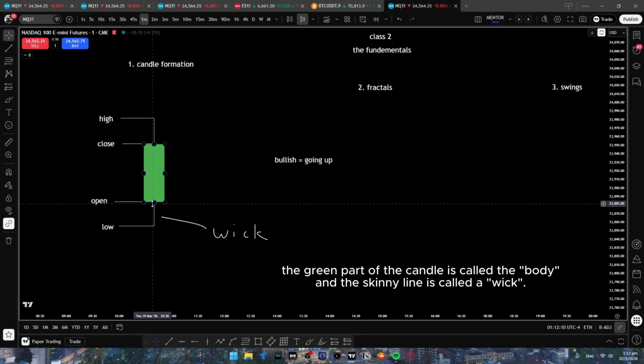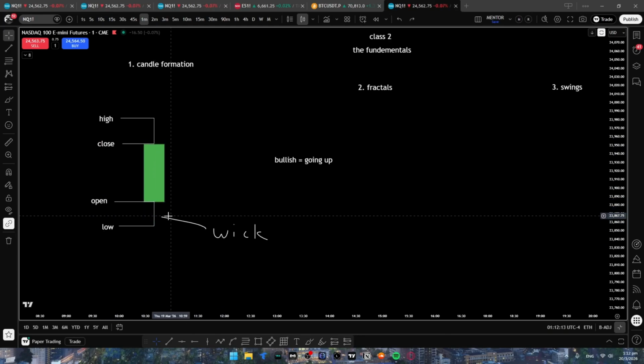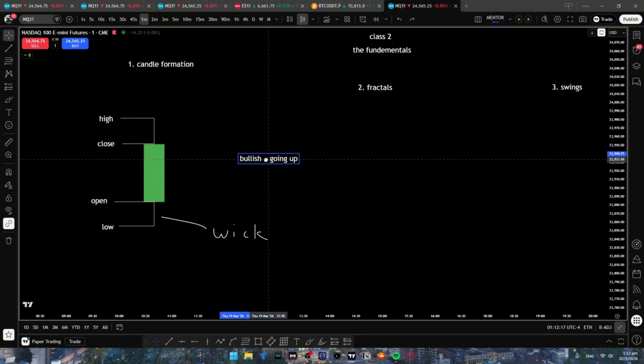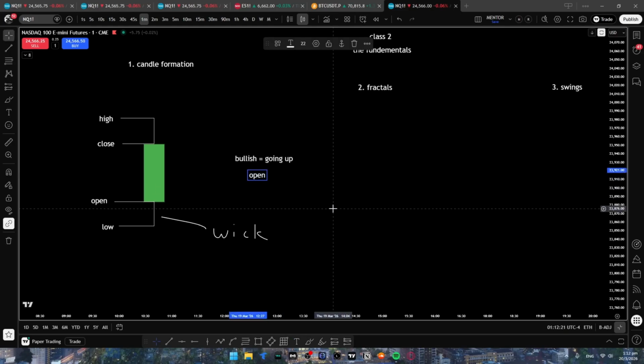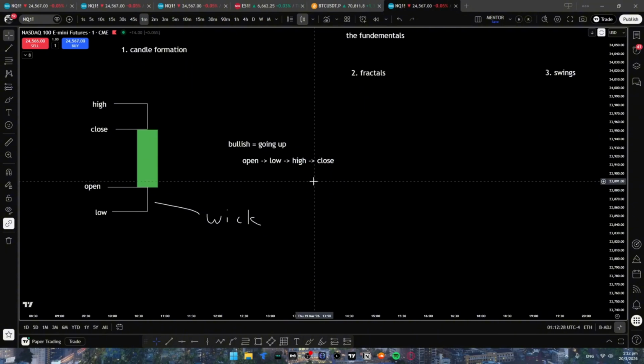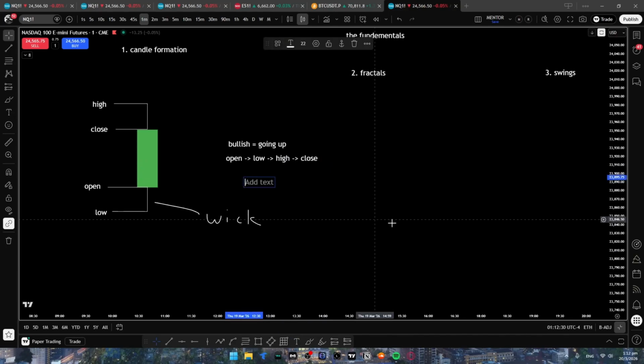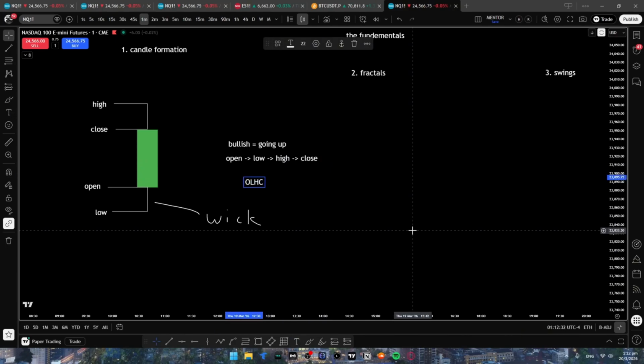So you've got an open, and it goes lower. Remember what happened just now? And it goes higher, and it closes. This is for a bullish candle. What we call a bullish candle is an open, low, high, close. Open, then it goes lower, then it goes higher, then it goes close. Short form, we call it by the initials, open, low, high, close.